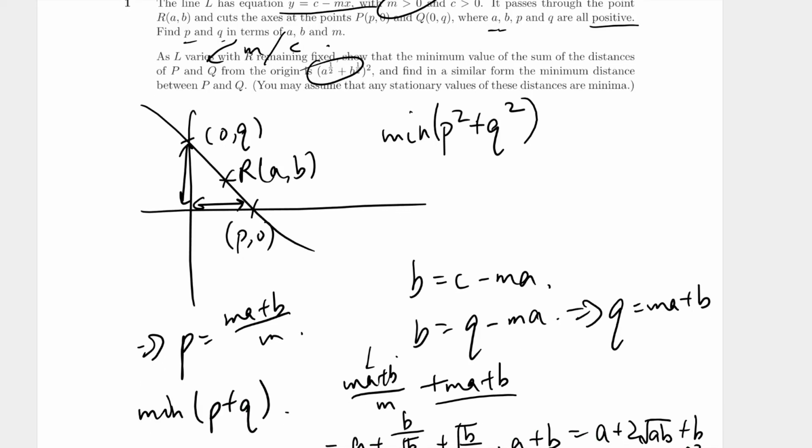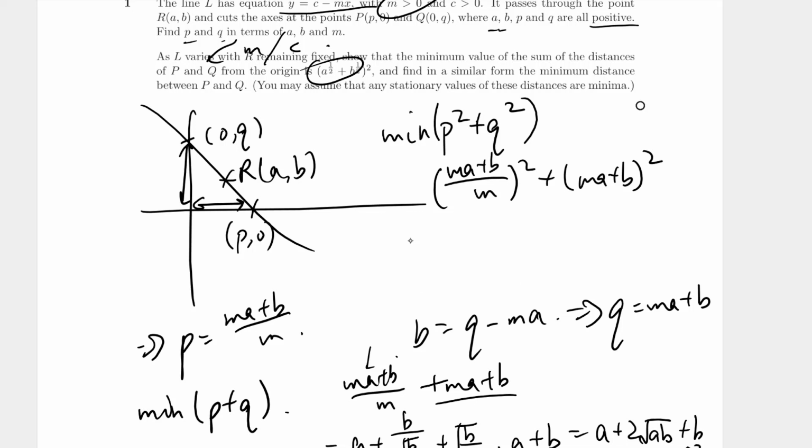What is P squared plus Q squared? So I have (MA plus B over M) squared plus (MA plus B) squared. Now you just have to differentiate properly. Expand and differentiate. So this becomes A squared plus 2AB over M, is it? Yes. Plus B squared over M squared plus M squared A squared plus 2ABM plus B squared.